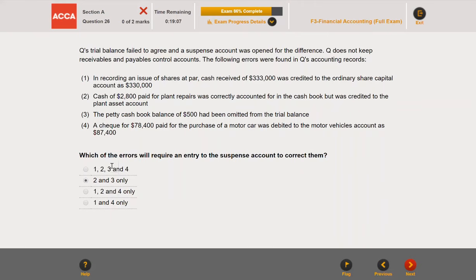3. The petty cash book balance of 500 had been omitted from trial balance. So petty cash is a debit balance. If it is omitted from trial balance, the trial balance will not balance. So this is also correct. So that means C is wrong automatically. And then a check for 78,400 paid for the purchase of motor car was debited to motor vehicle account as 87,400. So error of transposition.